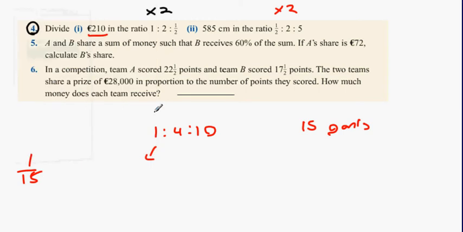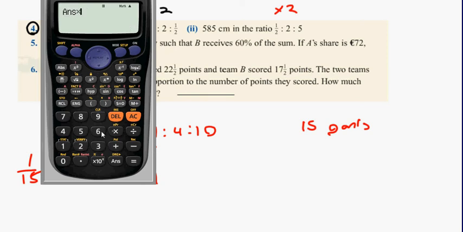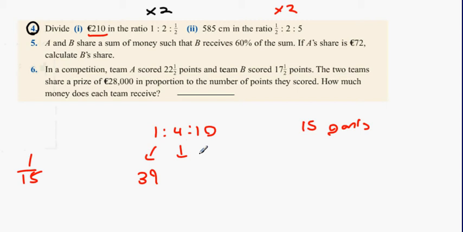so 39. So the first person gets 39. You multiply that by 4 to get 4/15. That's 156. And the other one is 390. Okay, so that's question 4 done.